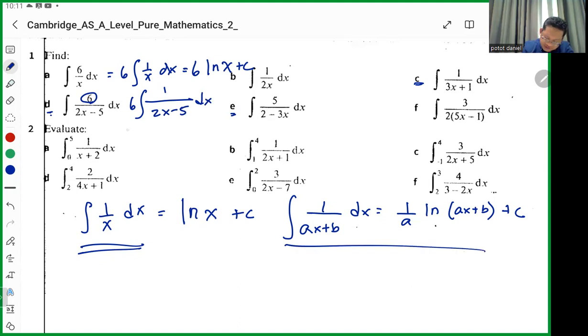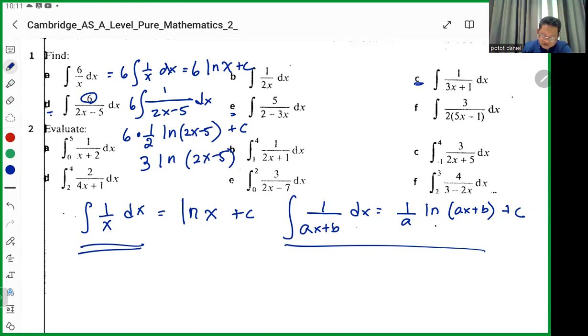So therefore, that's going to be 6 times, your a is 2, so 1 over 2 ln, sorry, not ln x, but ln of 2x minus 5, plus c. So you have there 3 ln of 2x minus 5. And that's it.